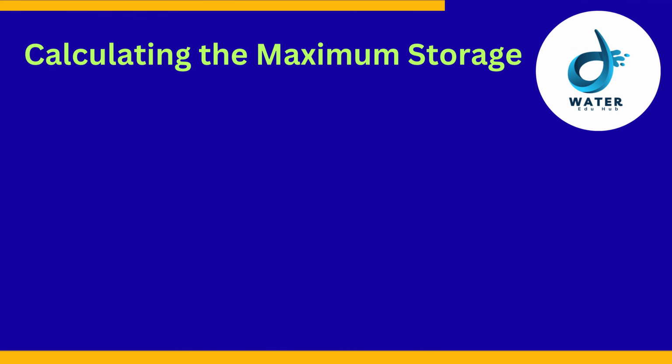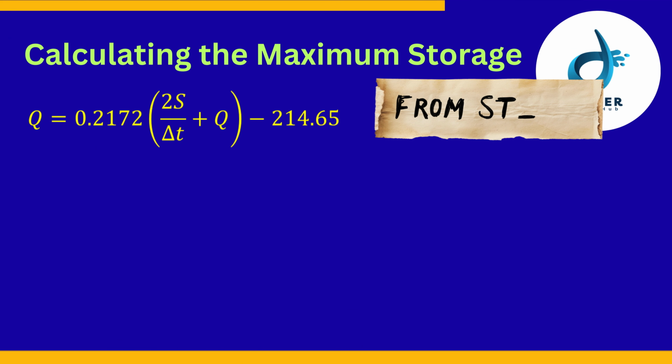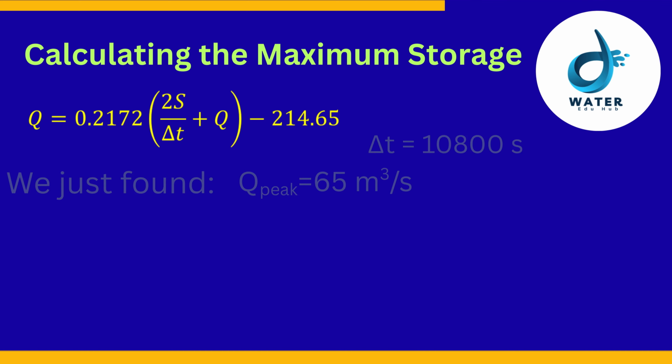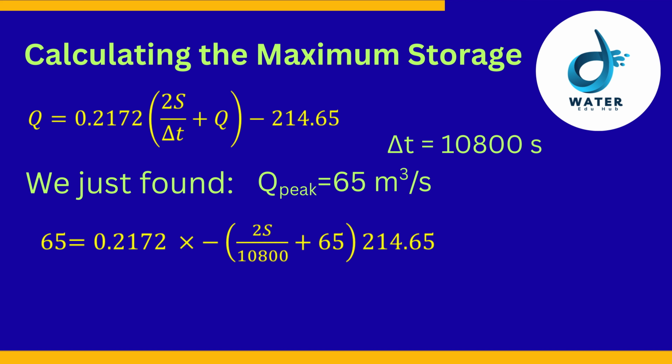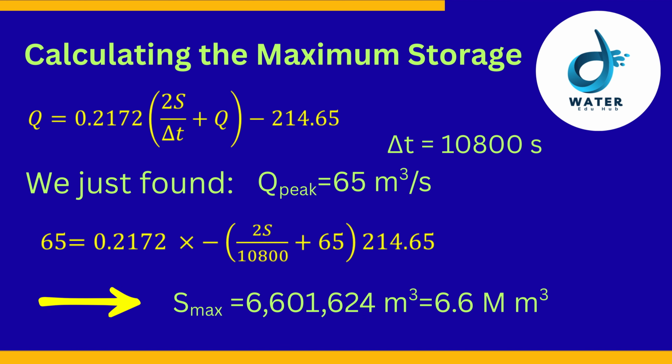As you saw, our fitted function was like this. So now we have our Q peak of 65 cubic meter per second. If we put our Q peak that we just found, we can solve this equation and find the only unknown variable, which is S. So the value that we find is 6.6 million cubic meter. This S is going to be the maximum storage because it is corresponding to the maximum outflow discharge.